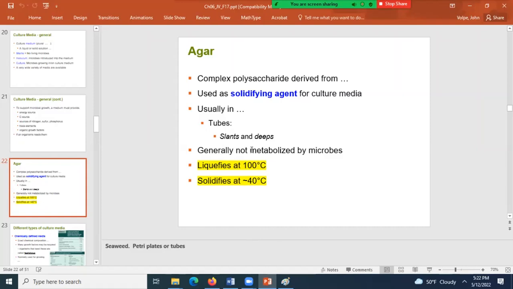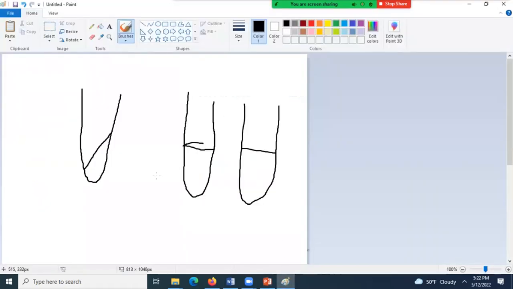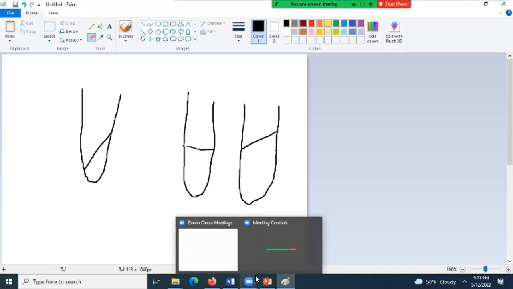So we call this a deep and that a slant. And you could have them combined where you have the deep and on top of that you have the slant. And then you don't see that there, so that'd be like that. So they could be combined like that too. But those are the two ways that agar is used in a tube, a slant and mostly a deep. I should have made that a steeper angle.